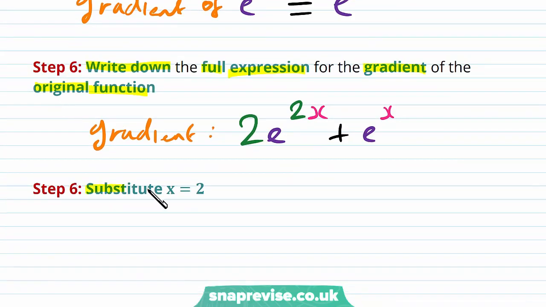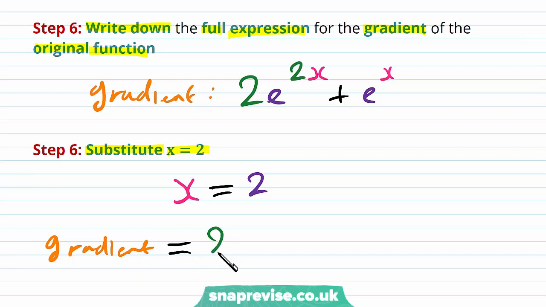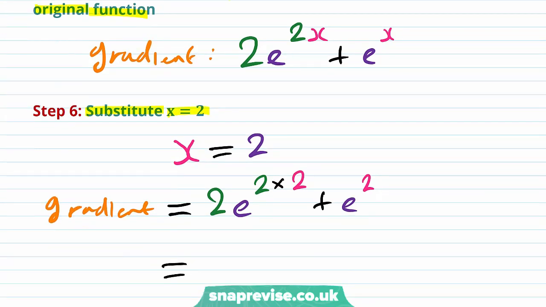Our sixth step is to substitute in x equals 2. We're looking for the gradient when x is equal to 2. So the gradient is going to be, by using our above gradient function, 2 multiplied by e to the power of 2 times 2 plus e to the power of 2. And this gives us 2e to the power of 4 plus e to the power of 2.